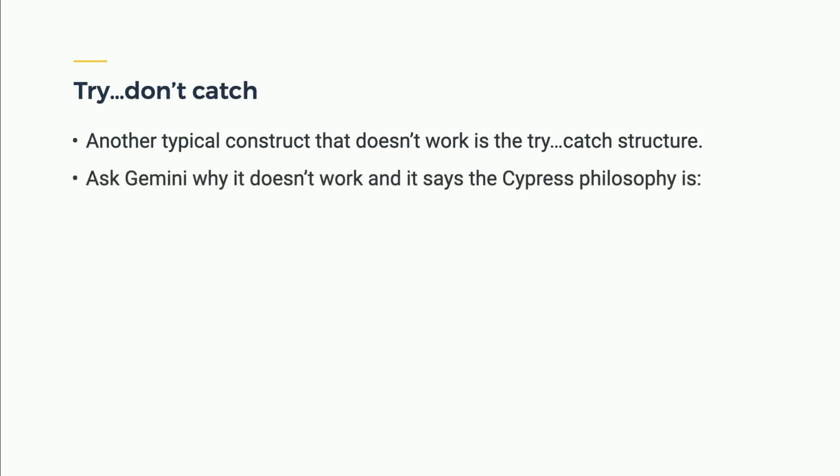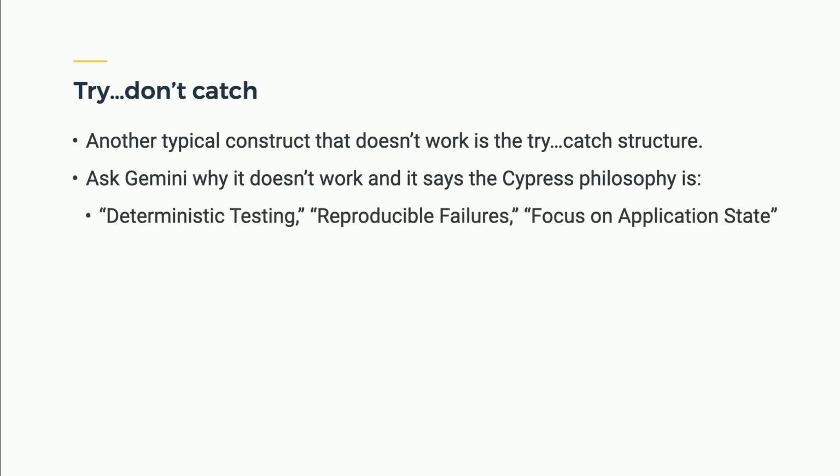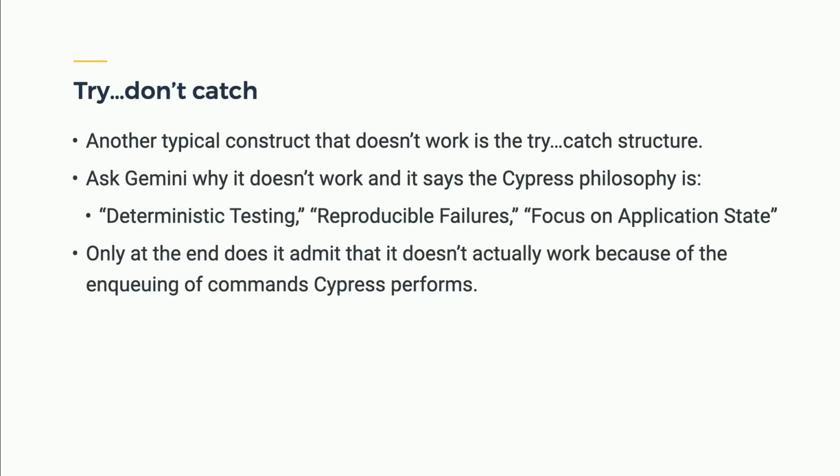So I actually asked Gemini, why doesn't it work? And its response was that Cypress wants to do deterministic testing and reproducible failures and focus on the application state and blah, blah, blah. Only at the end does it admit that it doesn't actually work because of the way that Cypress queues commands. Now, is this wrong, the deterministic testing, the reproducible failures? Technically, no, it's not wrong. But the reality is the reason why the try-catch doesn't work is because of this queuing.